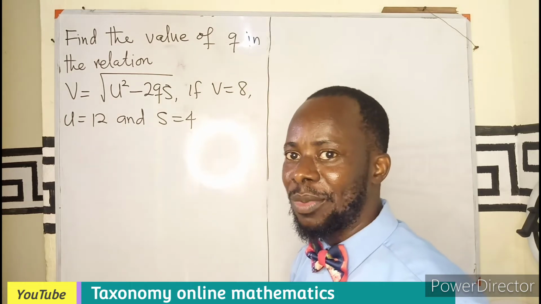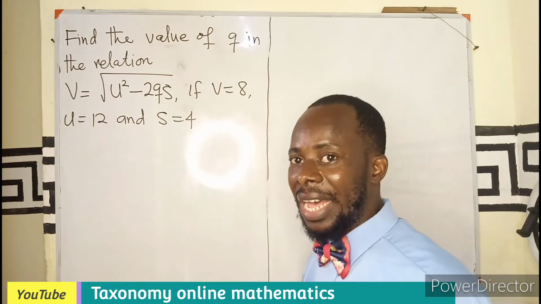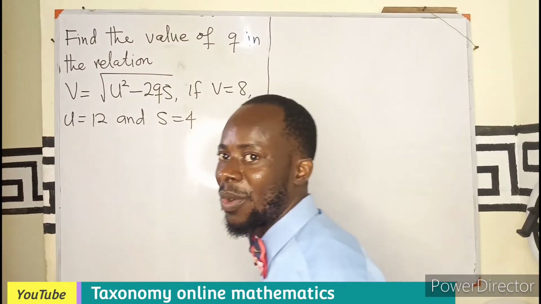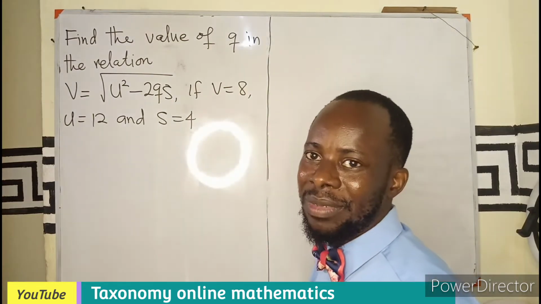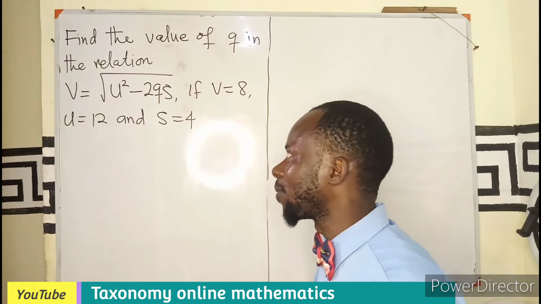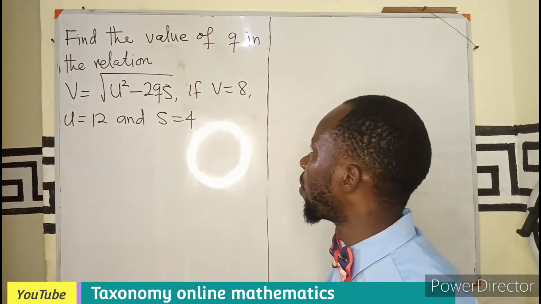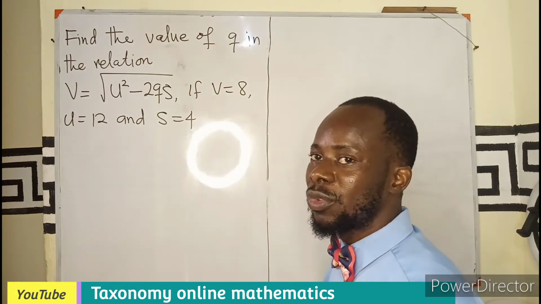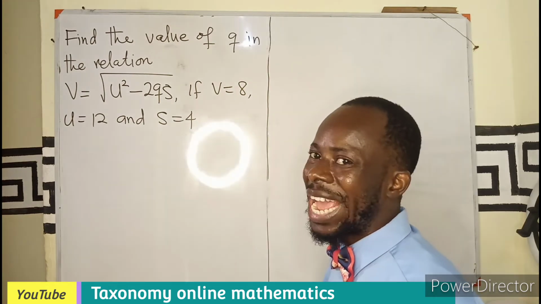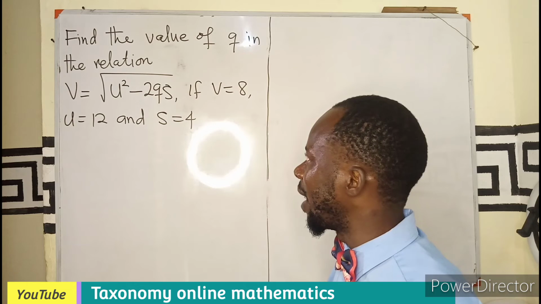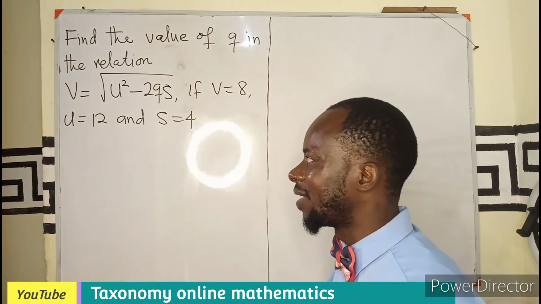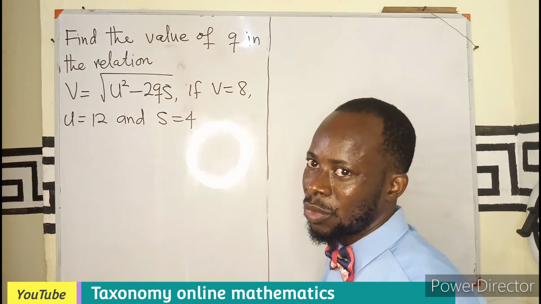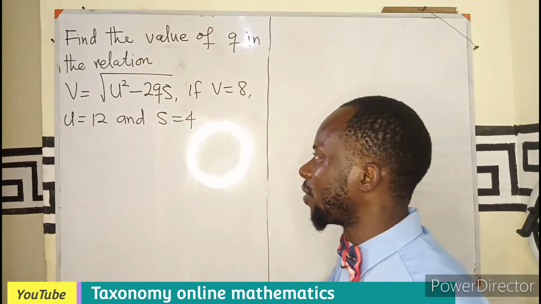Some of them might be past questions, some of them are just try questions. So we have a question on the change of subject and substitution. We have to find the value of Q in the relation V equals the root of U squared minus 2QS. If the value of V is given as 8, that of U to be 12, and S to be 4, we have to find the value of Q.